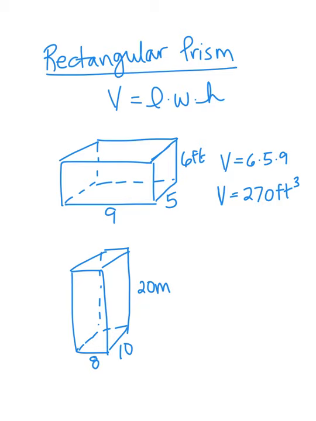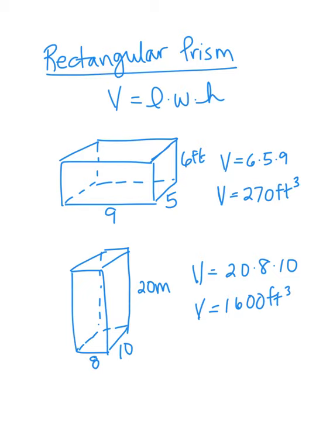The next one is an 8 by 10 by 20, so this would be like a shipping container. Then we're talking about meters this time, so remember 1 meter is 3 feet, so it's pretty big. So to find the volume, you would do 20 times 8 times 10, and you would get 1,600 cubic feet for that one.